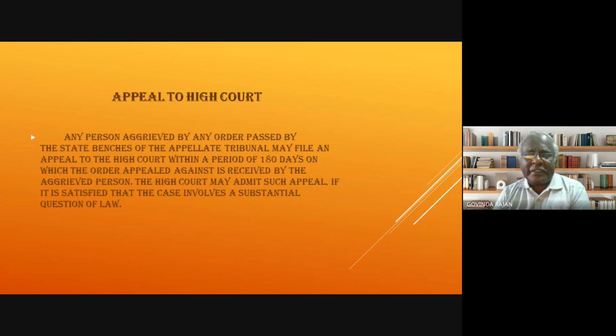So it is 180 days, not 6 months. There is a difference between 180 days and 6 months. If it is 6 months, then today being 1st September, counting September, October, November, December, January, February, the 28th is the last date. But for 180 days, you have to actually count out the days. In the High Court also, if the appeal is filed late, a delay condonation petition may be filed.